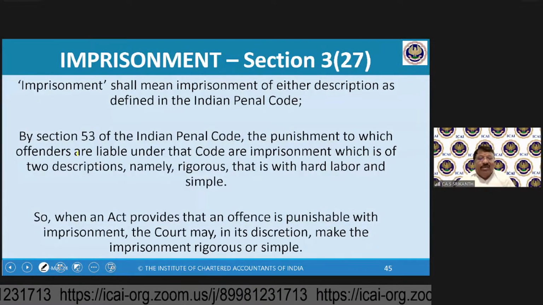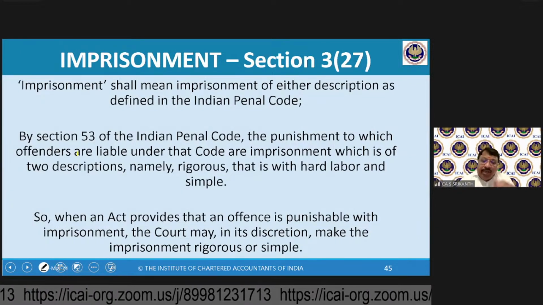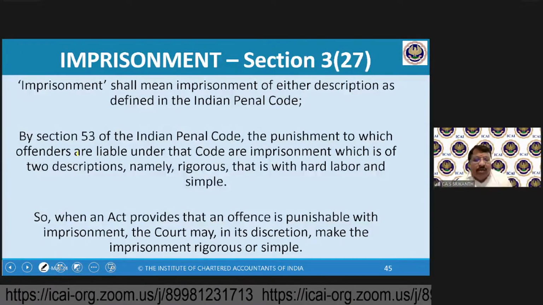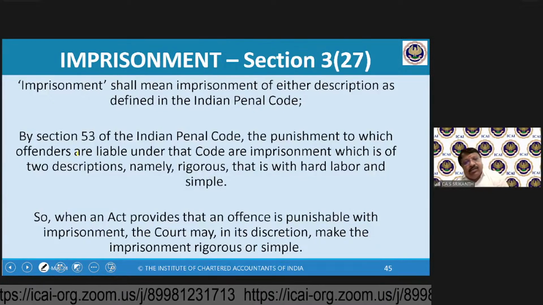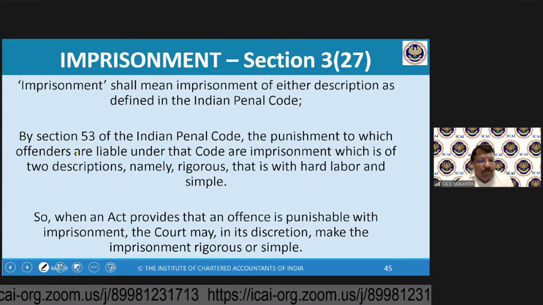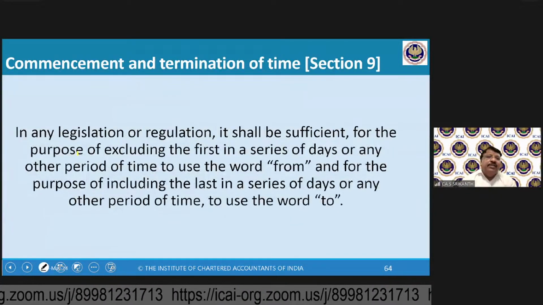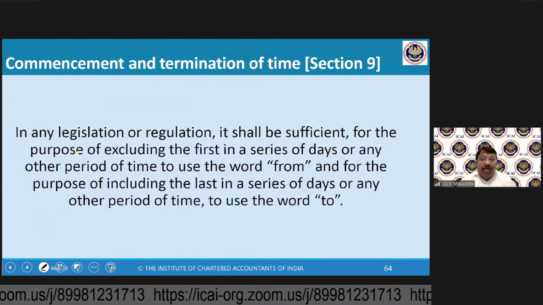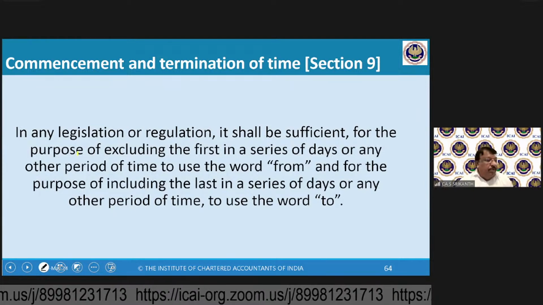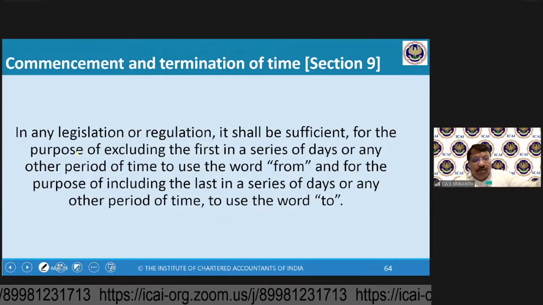So, when the Act provides that an offence is punishable with imprisonment, the court may, in its discretion, make the imprisonment rigorous or simple. So, the word imprisonment can mean both rigorous or simple. In any legislation or regulation, it's a very, very important provision. This is a very, very important and very, very interesting provision. Kindly concentrate on what I'm saying.